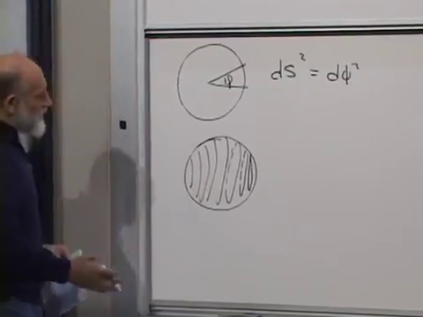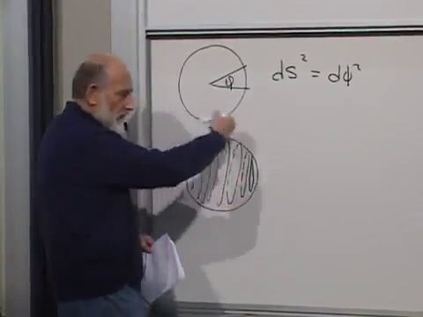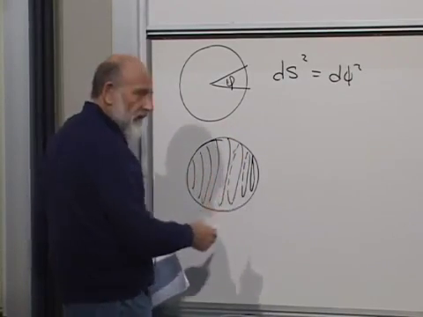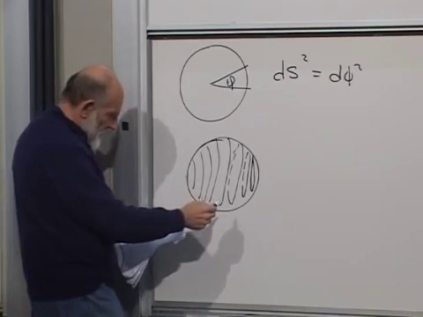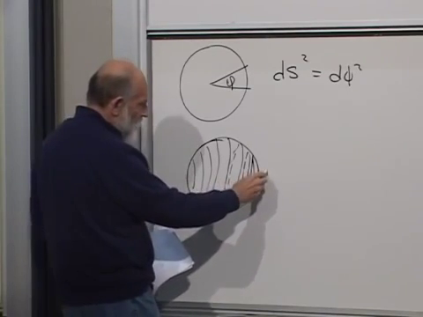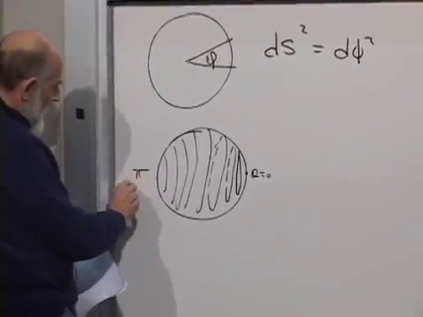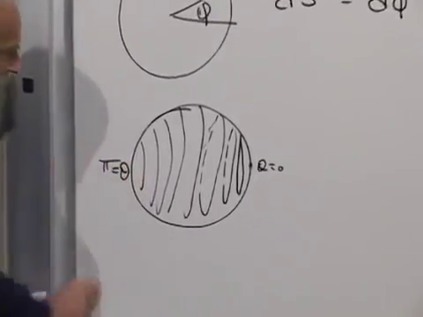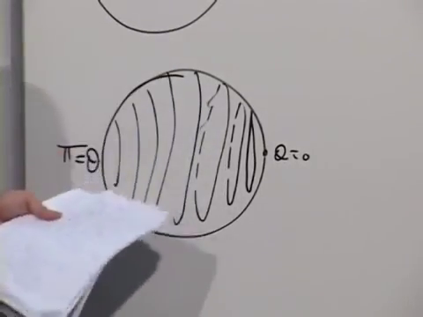And so we introduce another angle. First of all, this phi, which goes around. But now this theta, let's call it theta, which goes from one end of the sphere to the other end of the sphere. Let's call this end theta equals 0, and let's call this end theta equals pi.